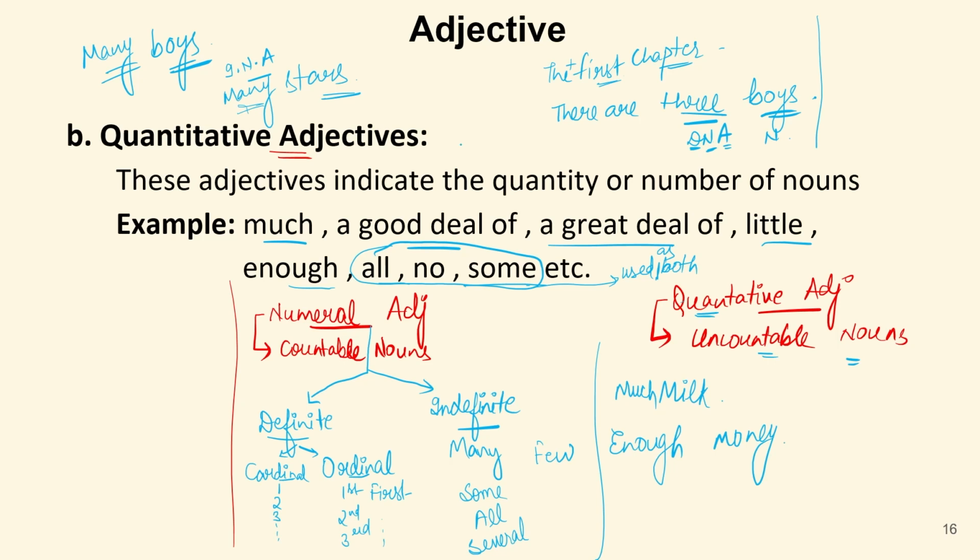Because we can write, we can say some students. Students are countable and we are using the word some, that is correct. Some water. Now water is uncountable and we are using the word some. So this word some is correct in both the cases. Some can be a numeral adjective as well as a quantitative adjective. This is the further description of numeral adjective as well as quantitative adjective.